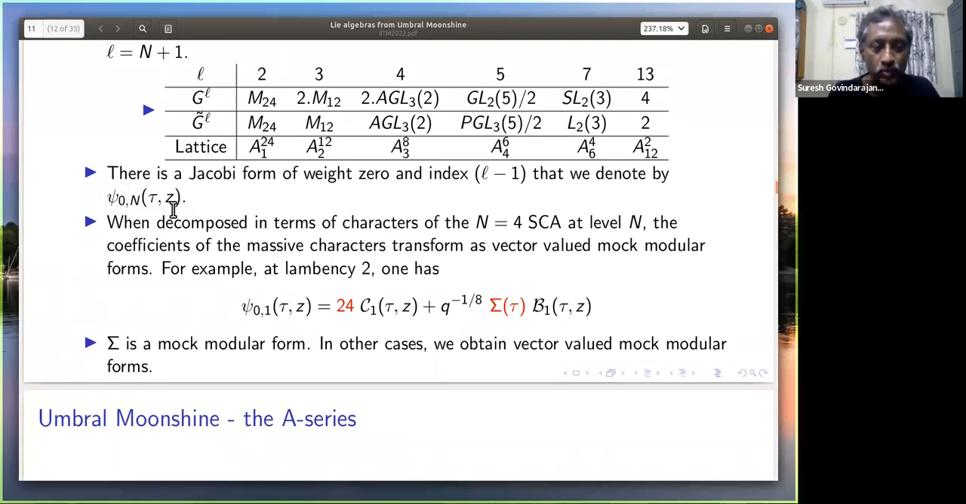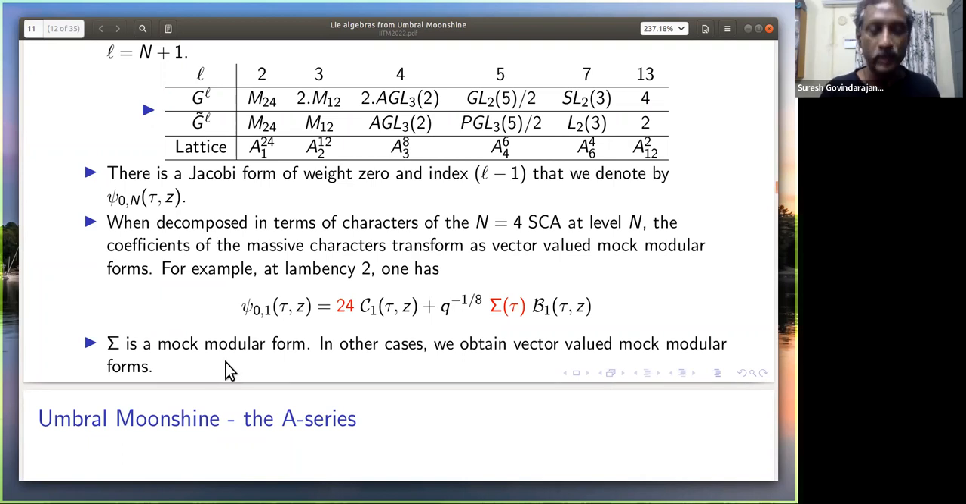Okay, so just a quick reminder of how these objects work. These objects can be expanded in terms of characters of some algebra, and the coefficients will be q-series. Like in this example, C1 and B1 are characters of the N equal to 4 SCA at level 1. If you look at sigma of tau, it doesn't transform like a modular form, but it transforms like a mock modular form. That means you can add a correction to it, called the shadow, which gives you something that transforms nicely like a modular form. But sigma by itself is not a nice modular form, so it's called a mock modular form.